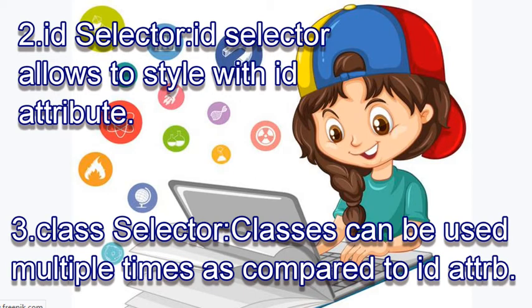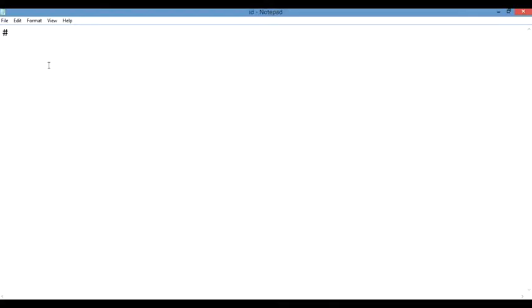Whenever we talk about an ID selector, it is used to style an ID attribute, and only that particular style will work in the ID attribute. The class attribute is used when we want to do the same task multiple times, so in that case we use a class attribute. Let us understand this with the help of an example.